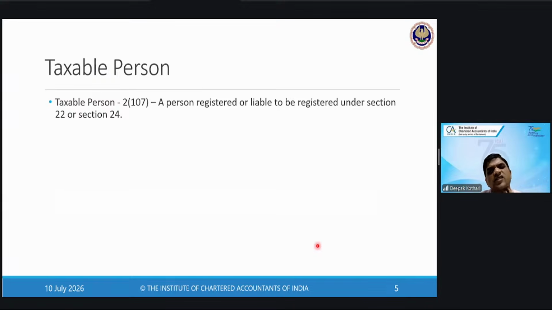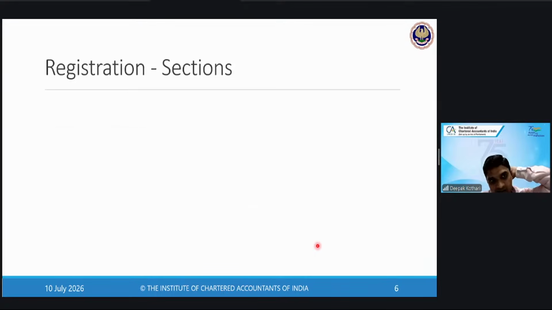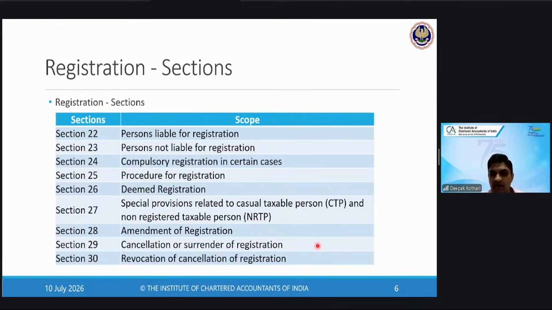Now, what is the definition of taxable person? A person who is registered or liable to be registered is a taxable person, and a registered person is a person who is registered. Taxable person is wider, bigger in ambit. That's why they say tax is payable by a taxable person, which means a person who is registered will pay, and the person who is liable to register but is not registered is also a taxable person. So once a person crosses the limit, he will also have to pay the taxes to the government.